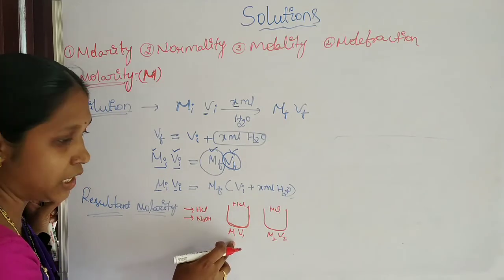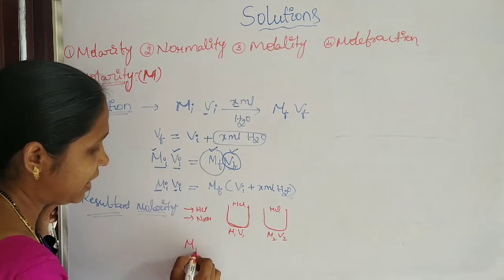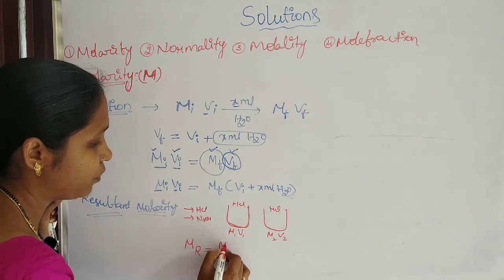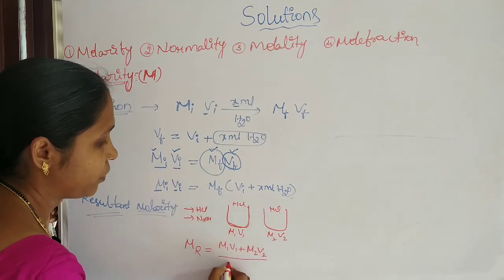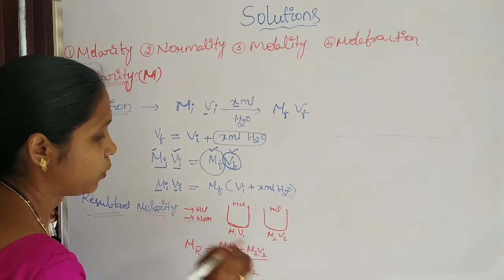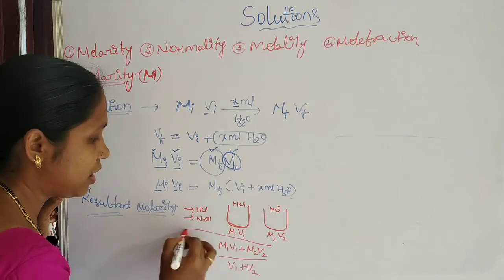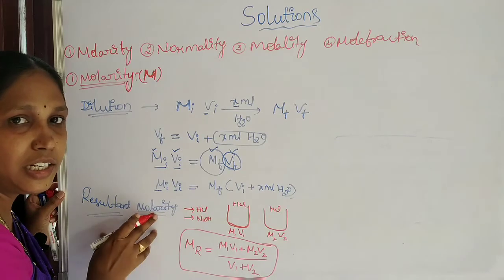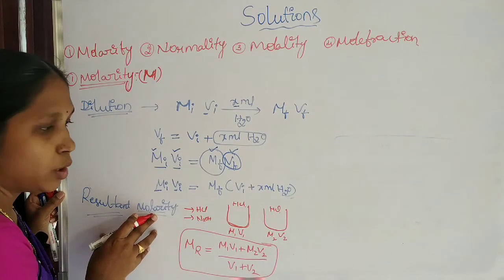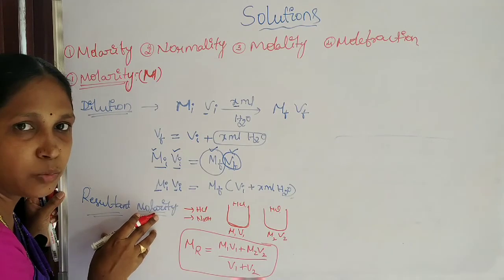How will we calculate it? The resulting molarity is equal to (M1 V1 plus M2 V2) divided by (V1 plus V2). Okay, this is the formula for the resultant molarity. What is the resultant molarity?